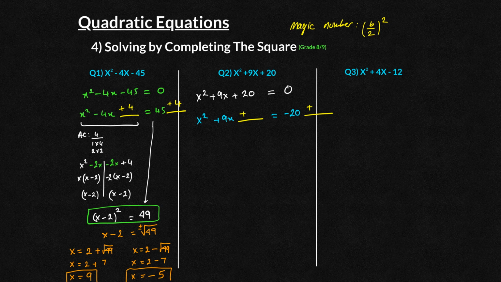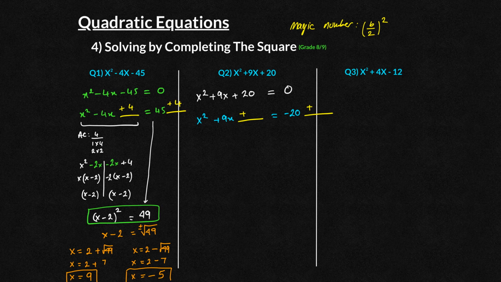Now the magic number again, we're going to have to half it and then square it. So this is where it becomes slightly more difficult, and the only reason for that is because of the involvement with fractions. So if you're good with your fractions, you won't find this too difficult, but this is what starts to make it a grade 8, grade 9 topic.